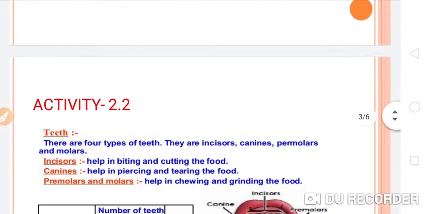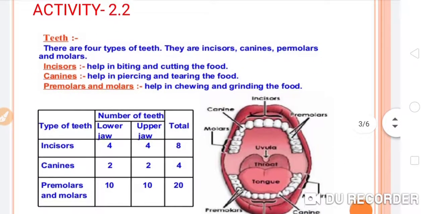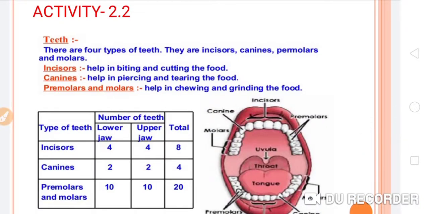Now second activity. So let's start activity number 2.2, that is teeth. There are four types of teeth. They are incisors, second canines, third premolars, and last one is the molars. So let's see what are the functions of these different kinds of teeth. Number first, that is incisors. Incisors help in biting and cutting the food.